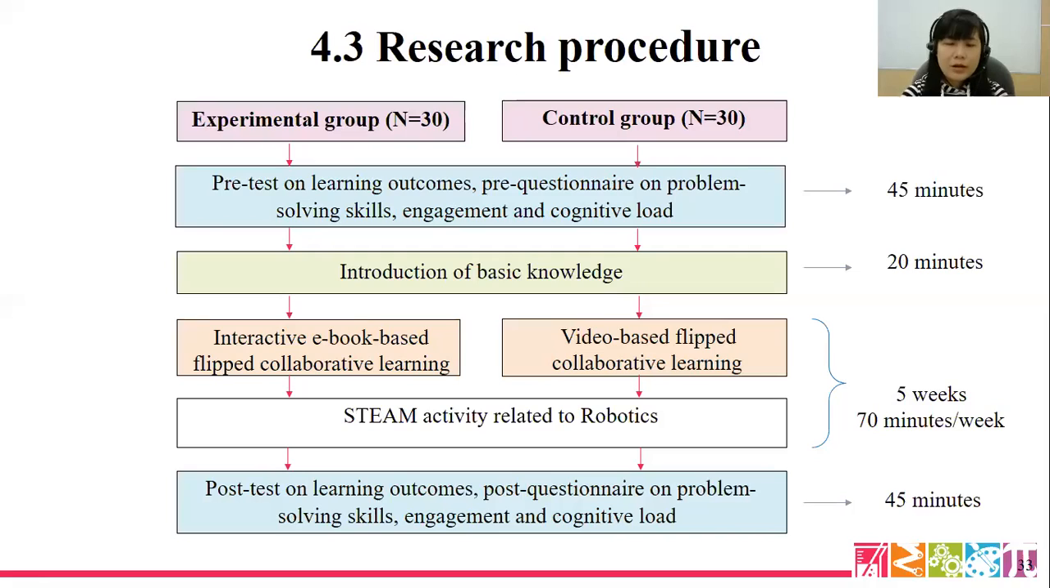About the procedure, as we mentioned before, the students were assigned into 2 groups, experimental group and control group. At the beginning of the course, we will give the students the pre-test on learning outcomes and pre-questionnaires on problem-solving skill, engagement, and cognitive load during 45 minutes. Then the teacher will introduce the basic knowledge during 20 minutes. In the experimental group, we will use the interactive ebook-based live collaborative learning. And in the control group, the students will use the video-based live collaborative learning. In the class, the students will follow some STEAM activities related to robotics.